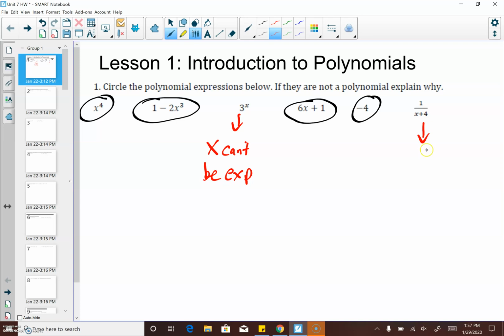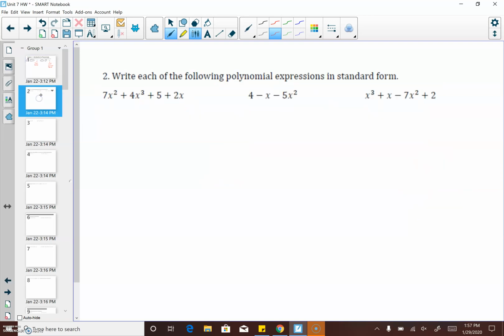And then the 1 over x plus 4 is really x plus 4 to the negative 1, and we can't have negative exponents. So your coefficients can be whatever number you want, but our exponents all have to be positive integers for our polynomials to work. In the second one, write each of the following in standard form.